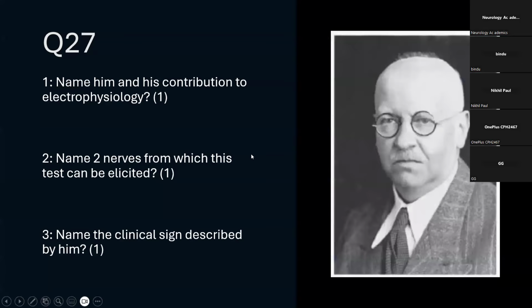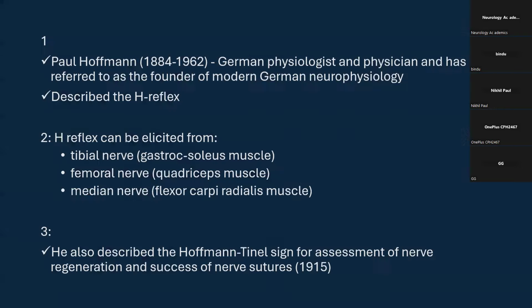Name him and his contributions to electrophysiology. He's Paul Hoffmann. He's a German physiologist and physician, who has been referred to as a founder of modern German neurophysiology. And he described the H-reflex. The H-reflex can be elicited commonly from the tibial nerve and also from the femoral nerve and median nerve. In the tibial nerve, the muscle recorded from is the gastrocsoleus, in the femoral nerve it is the quadriceps, and in the median nerve, the flexor carpi radialis.